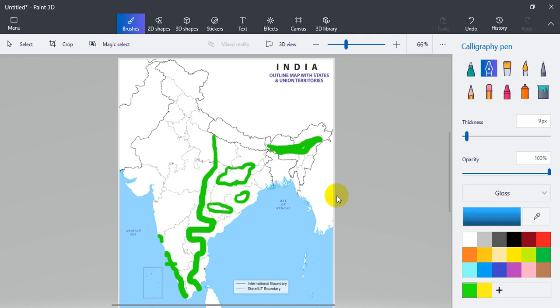So now I am just pointing out the 3 dots over here, this area, and this area. These 3 dots are where there is no rice cultivation. It is a plateau region and a densely forested area, so there are no major areas for rice cultivation.